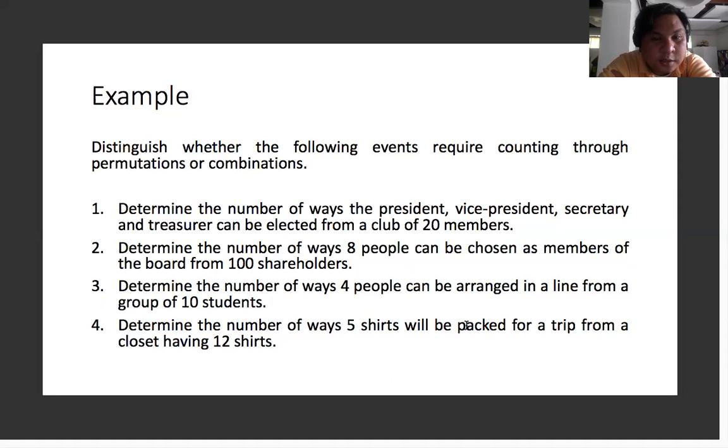So for number 1, would that be a permutation or a combination? What about number 2? Determine the number of ways 8 people can be chosen as members of the board from 100 shareholders. Is that a permutation or a combination? Number 3, determine the number of ways 4 people can be arranged in a line from a group of 10 students. So not only are you supposed to choose 4 people out of 10, you need to arrange them in a line. All right, so is that a permutation or a combination?